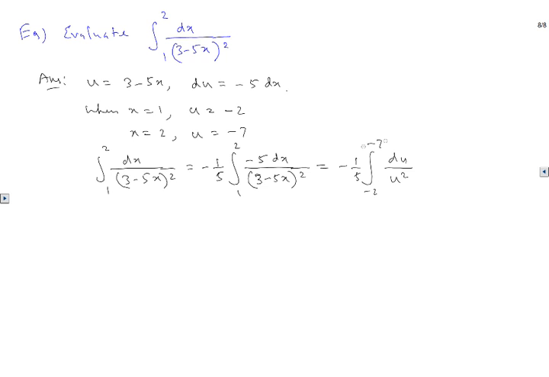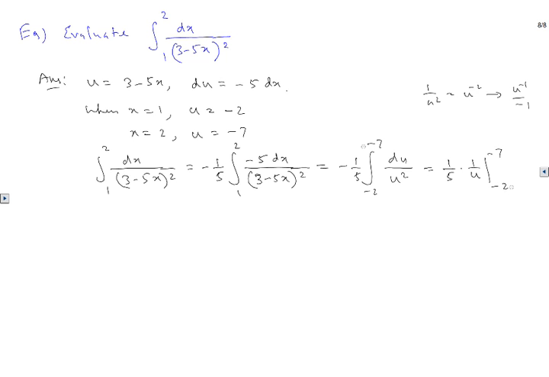Whenever you change the variable, change the limit. Okay, it's important, otherwise it's wrong. Now we can finish the integral. Negative 1 over u squared. So 1 over u squared you can write as u to the negative 2. So we use the power rule. When it's a power rule, it becomes negative 1 over negative 1. So that means this is simply another negative sign that becomes positive 1 over u. The limits are negative 7 and negative 2.